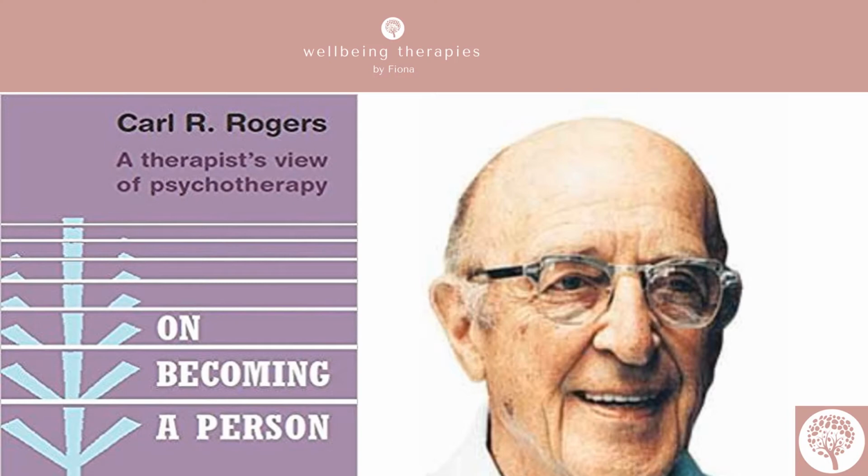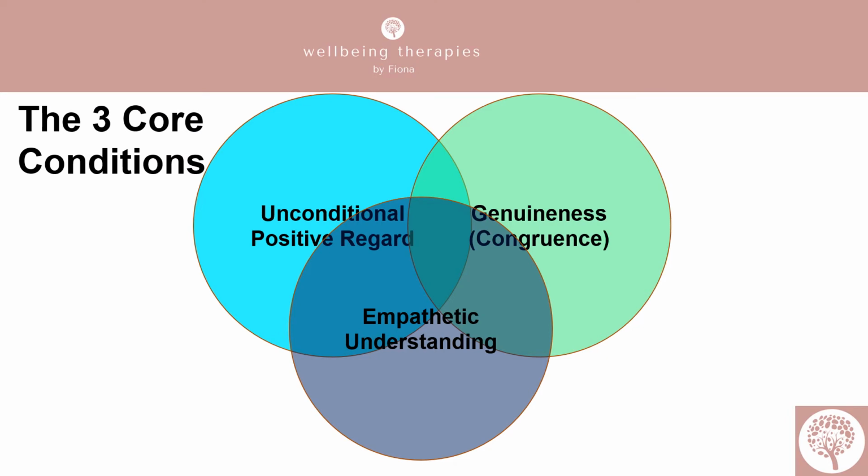Carl Rogers identified the 3 core conditions that must be present in any therapeutic relationship for change to happen. These are unconditional positive regard, genuineness or congruence, and empathetic understanding. He believed that if a counsellor or helper is skilled in these areas, they can create an environment where a client can grow, where they can heal, and where they can move forward positively. So let's just look at these 3 core conditions in a little more detail.